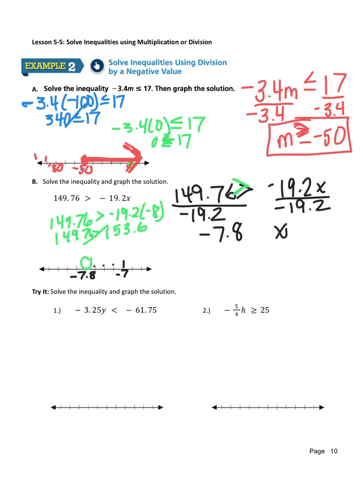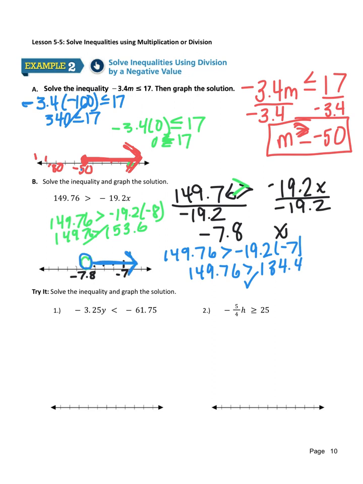So let me try negative 7 on the right. Will that work? Is 149.76 greater than negative 19.2 times negative 7? Alexa, what's negative 19.2 times negative 7? Negative 19.2 times negative 7 is 134.4. So is this a true statement? Yes, 149 is greater than 134. So that means the solutions are on the right. All the things on the right of negative 7.8 are the solutions.